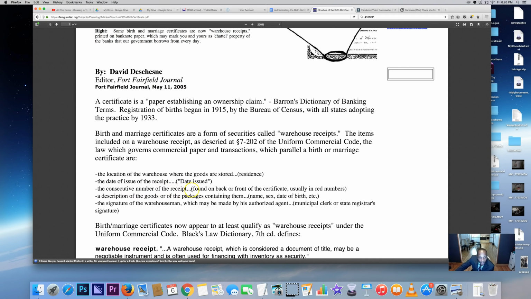The consecutive number of the receipt is found on the back or the front of the certificate using the red numbers. Now, the description of goods or of the packages containing inside are labeled as name, sex, date of birth, etc. That's the description of goods. That's how they categorize us. The signature of the warehouseman, which may be made by his authorized agent, municipal clerk, or state registrar's signature, is on your birth certificate.